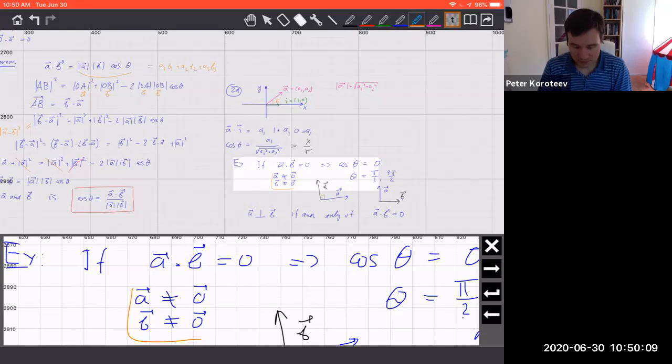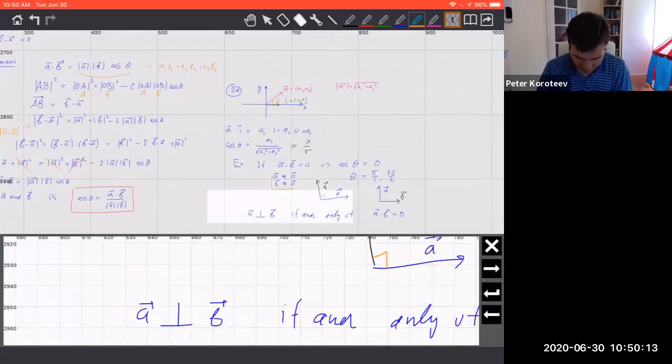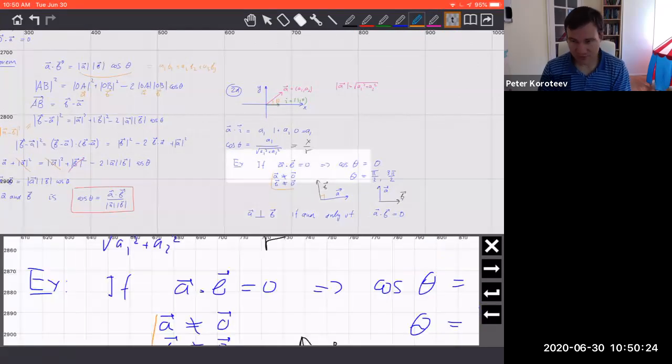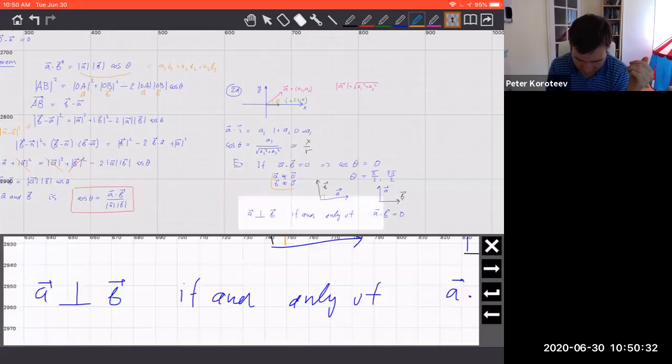Now, you can extend the definition by saying that you can just declare that a zero vector is orthogonal to any vector. It makes sense because we just want to have a more universal fact, so we make it work and can make the statement.